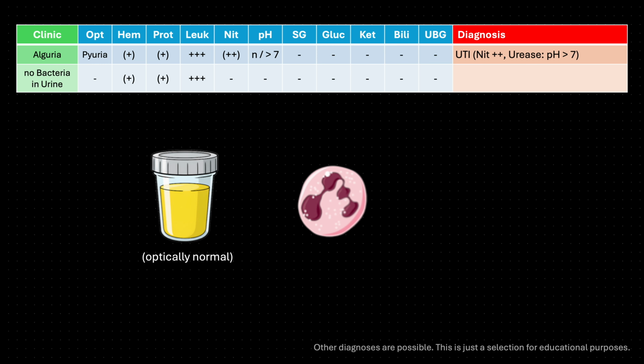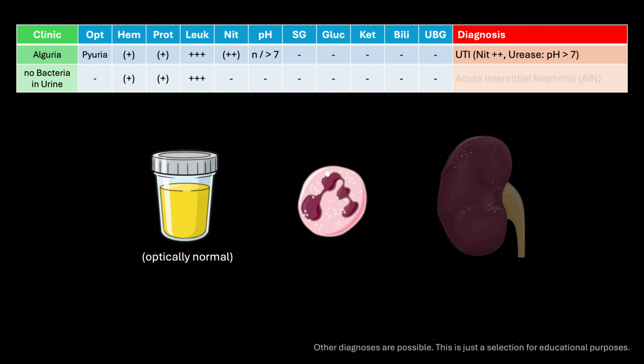Again, leukocytes tell us there's inflammation happening, but this time not enough to make the urine cloudy. And since there is no bacteria present, we know it must be an acute interstitial nephritis. Again, here small amounts of heme and protein are often present, but not necessary for diagnosis. Remember, leukocytes are the marker for inflammation of the urinary tract or kidney.